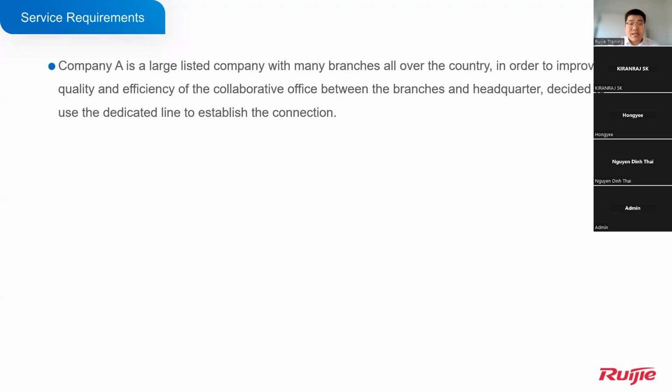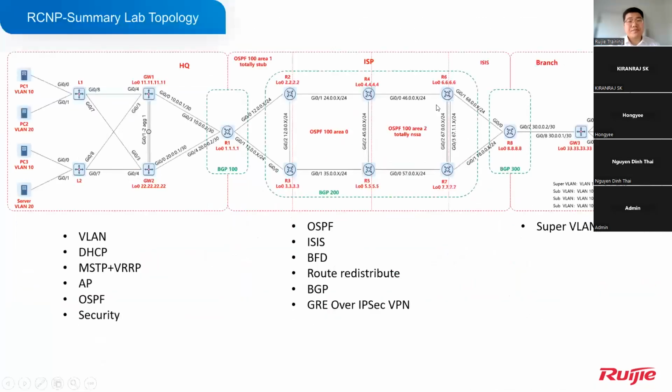There is a company. Company A is a large listed company with many branches all over the country. In order to improve the quality and efficiency of the collaborative office between the branches and headquarters, we decide to use a dedicated line to establish the connection. And the topology of this company's network is shown here. Okay, let's take a look at this topology.